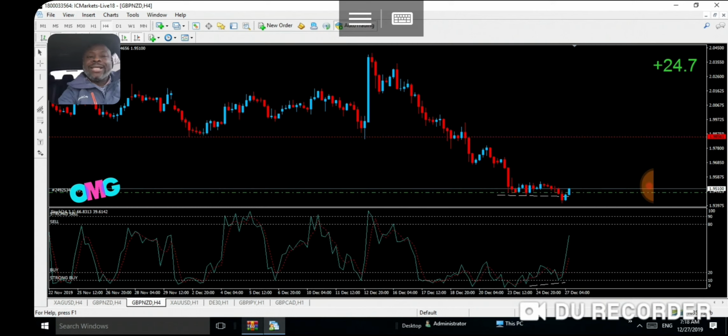So once again, it's Allison showing you how you can use divergence. There are 4 main types of divergences. You have the regular bullish, regular bearish, and you have hidden bearish, you have hidden bullish. And I use all of them in various ways to beat the market and take money out of the market. And this is what I've been doing consistently.